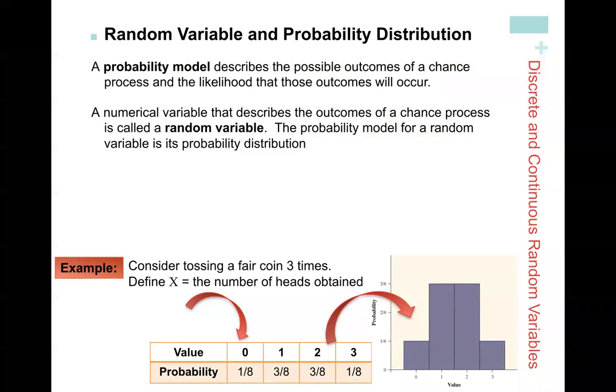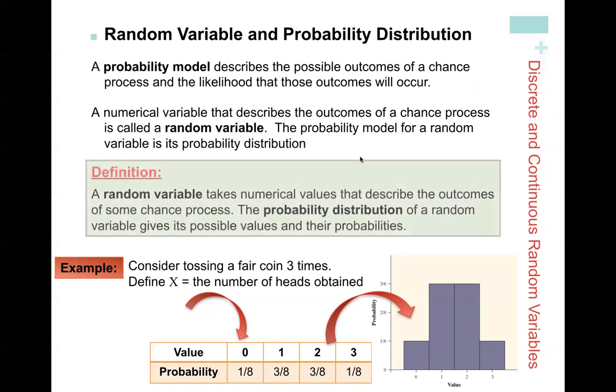There's more than one. So the probability model for a random variable is just the probability distribution. The probability distribution is specific to a random variable, and it's basically the same thing as what we learned in chapter 6 with a probability model. It is the probability model for the outcomes of that variable.